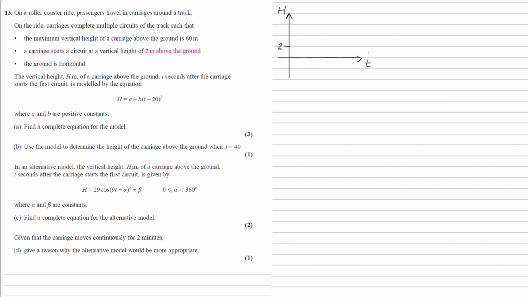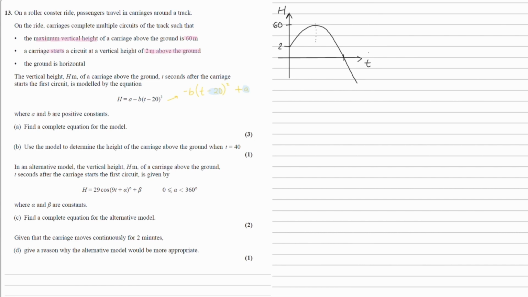Because the equation is showing a quadratic graph with a negative coefficient, this means that the graph would be looking like that. And the other piece of information that we're given is that the maximum vertical height of the carriage above ground is 60 meters. So the maximum height can be put as 60 there. If we put it in the format of an equation in the completed square form, we can write this as −b(t − 20)² + a. And we can use this to get the coordinates of the turning point of the graph, which will be (20, a). So we can mark that onto the graph.